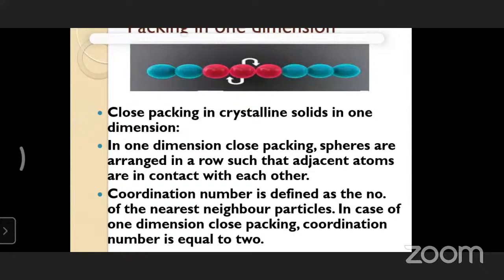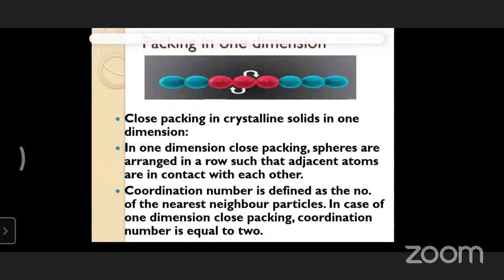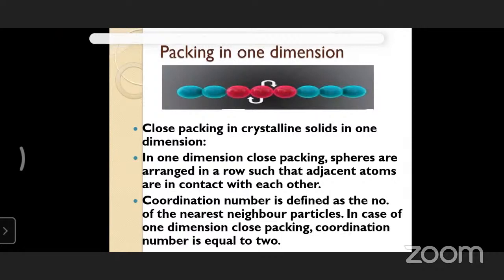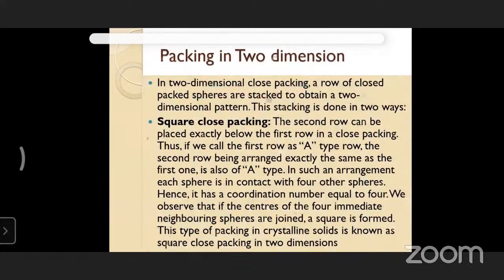Okay, fine then. So this is about packing in one dimension. We have discussed what packing efficiency is and what packing in a solid is. After that, packing may happen in three ways: one dimensional, two dimensional, three dimensional. One dimensional is completed. Now we are going to discuss the two dimensional way. How is two dimensional packing going to happen? Let us discuss.